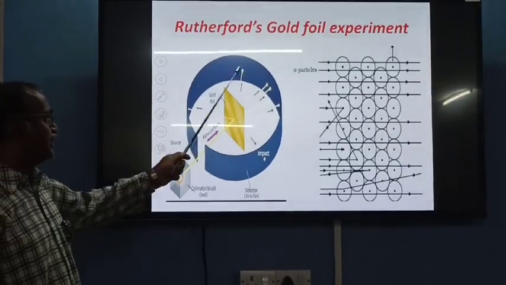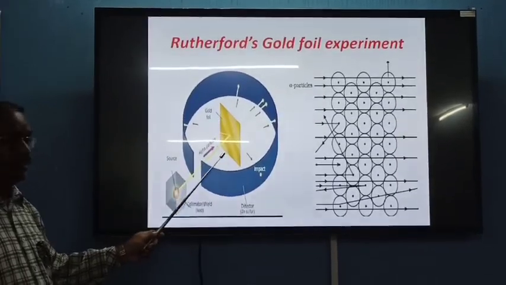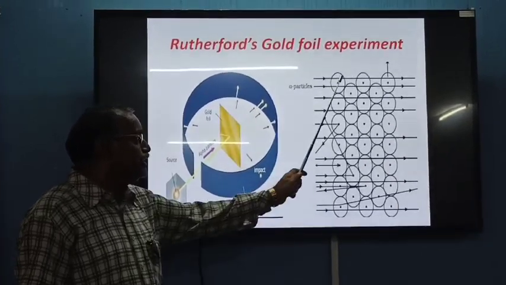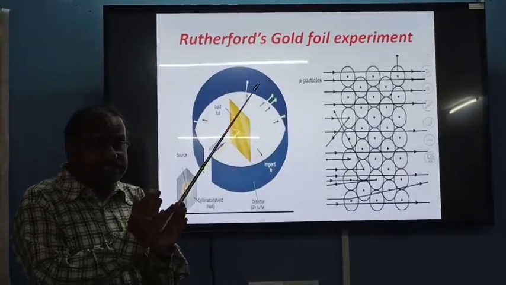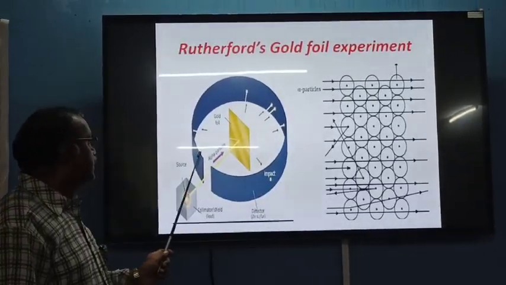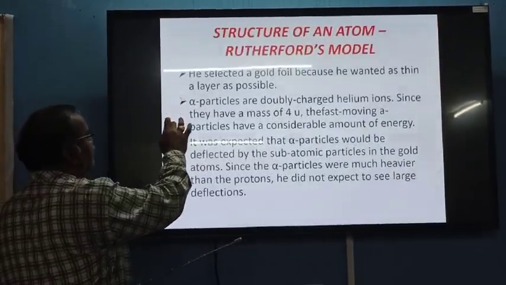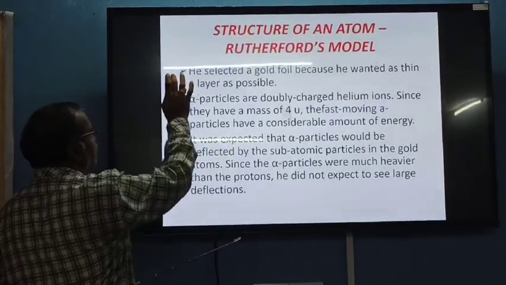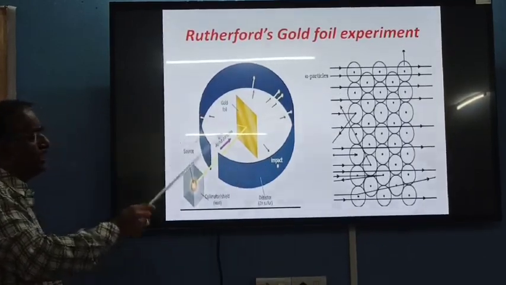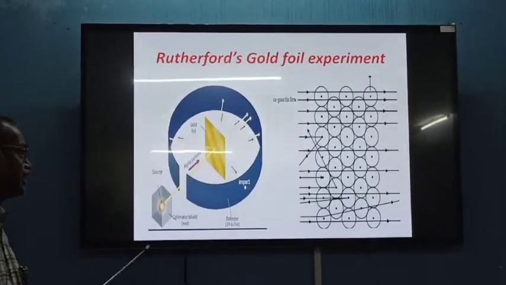See, this is the gold foil experiment. This is the gold foil, a thin sheet consisting of atoms. It is a model again, consisting of atoms. Its thickness is very thin, even then it has some 1000 atoms. See, surrounding this, one screen is there. It is a fluorescent screen. It will indicate whether particles are coming out or not.